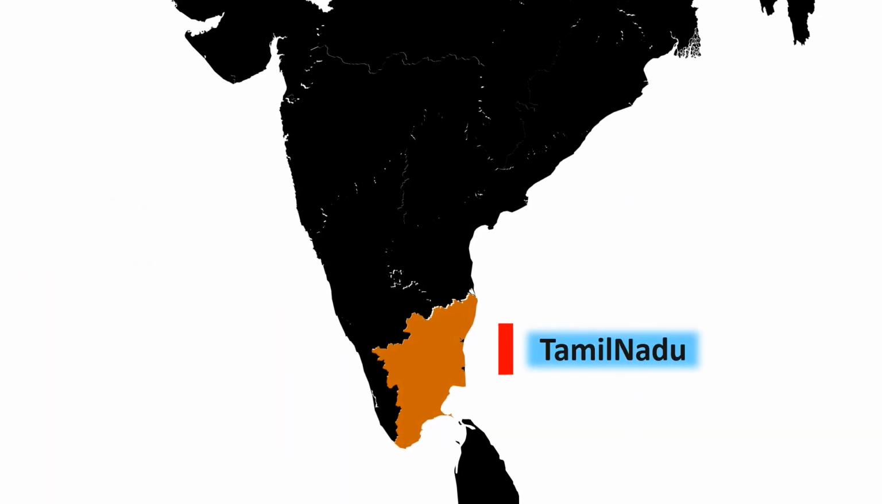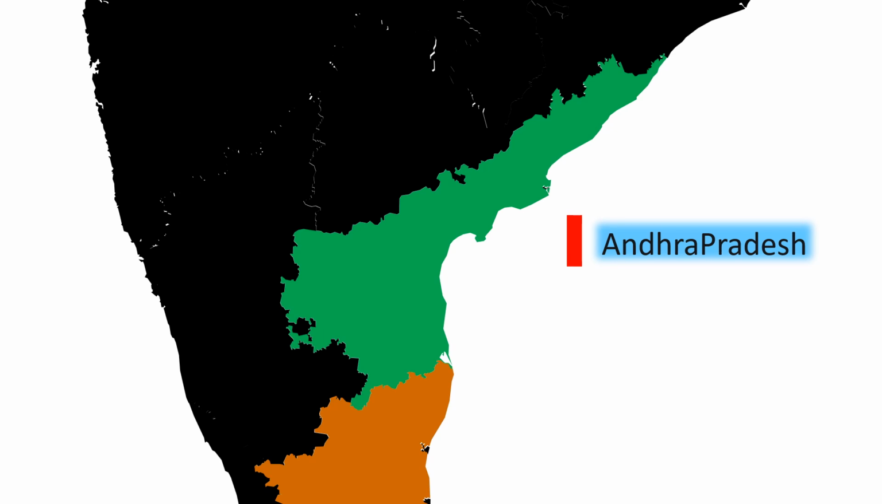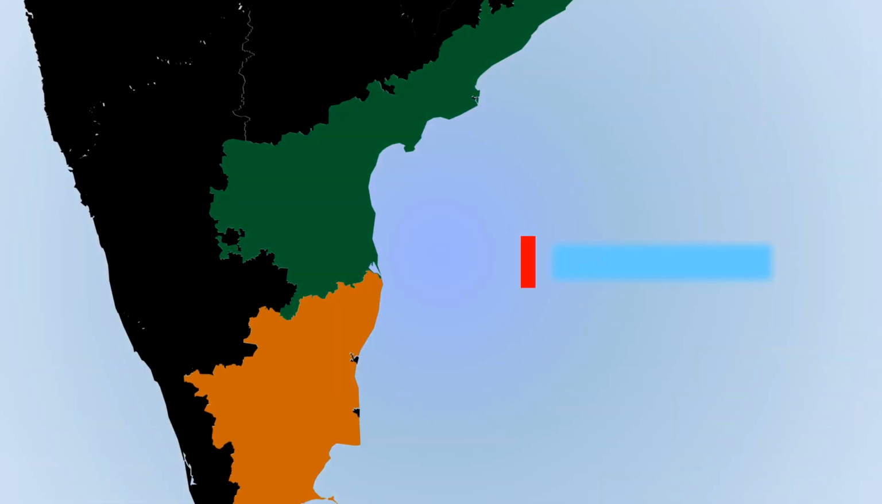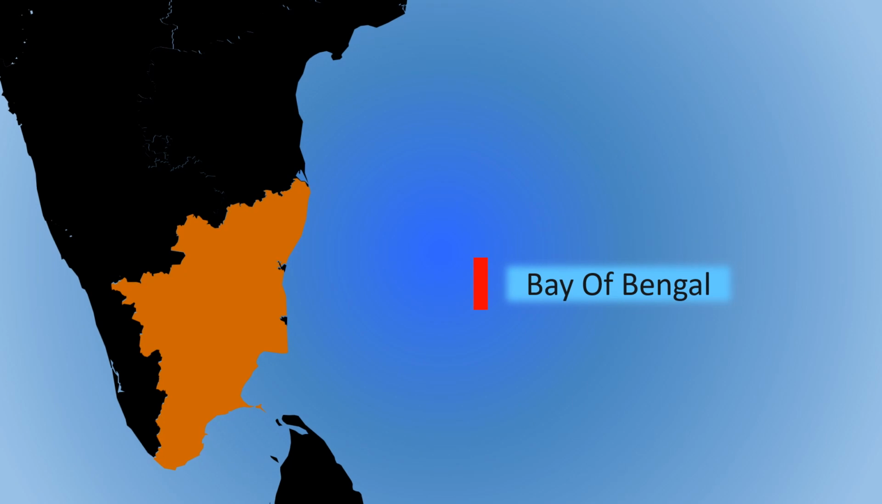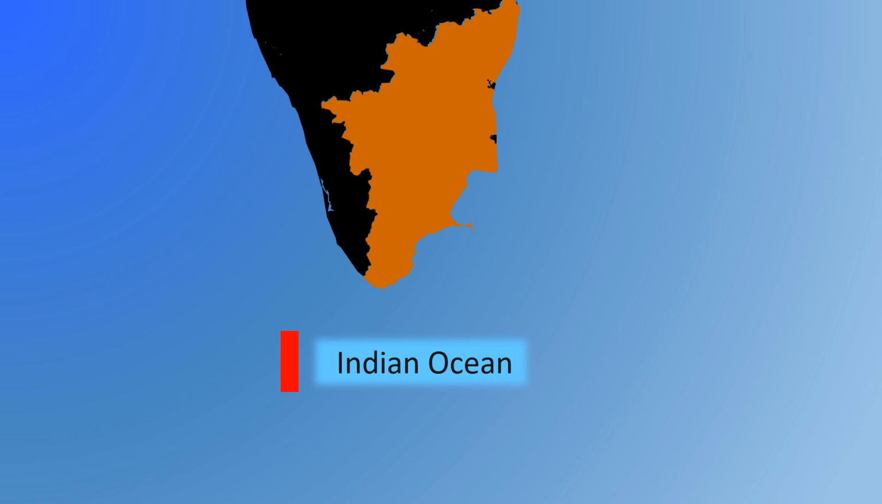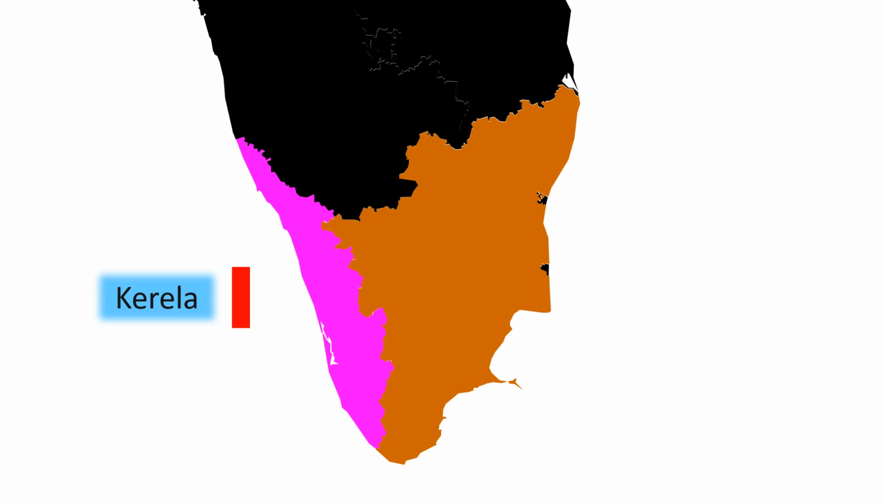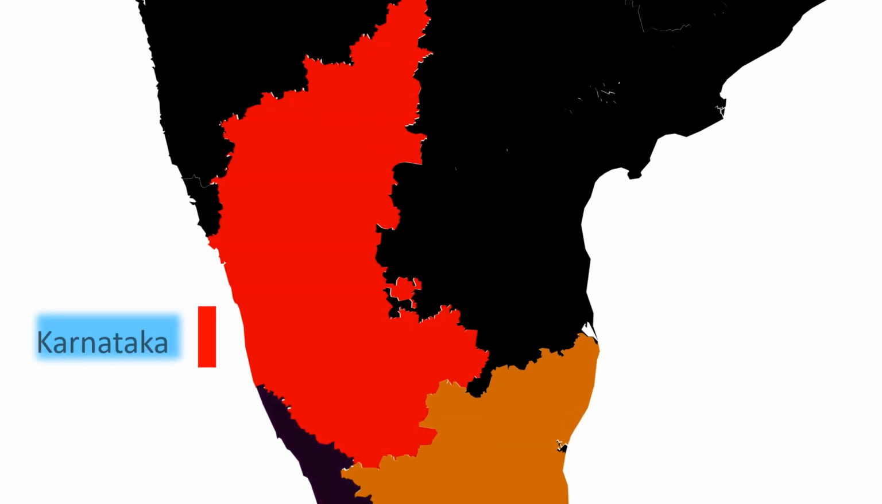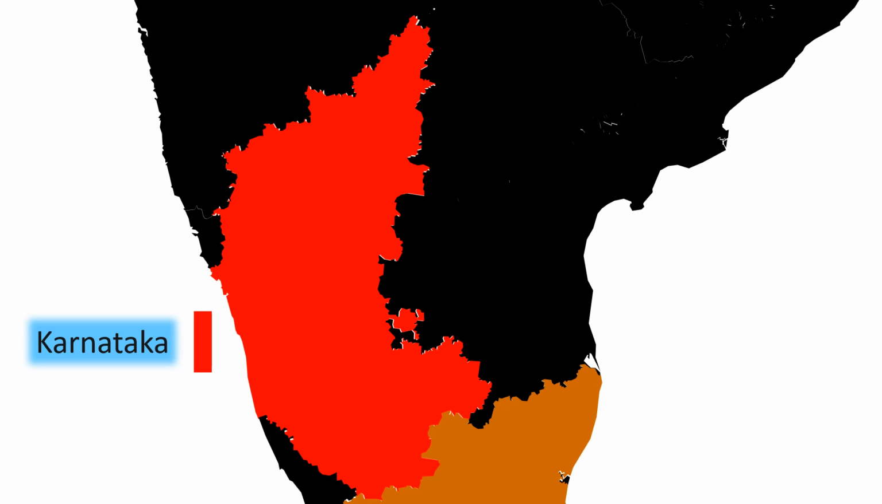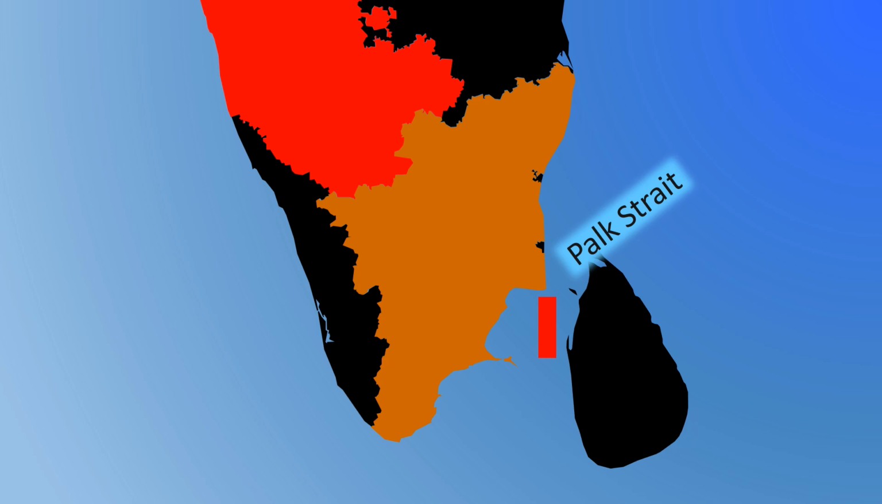Next, we will get to know about the surrounding regions of Tamil Nadu. Tamil Nadu is bordered by Andhra Pradesh in the north, the Bay of Bengal in the east, the Indian Ocean in the south, the state of Kerala on the west, and Karnataka to the northwest. The Palk Strait separates Tamil Nadu from Sri Lanka.